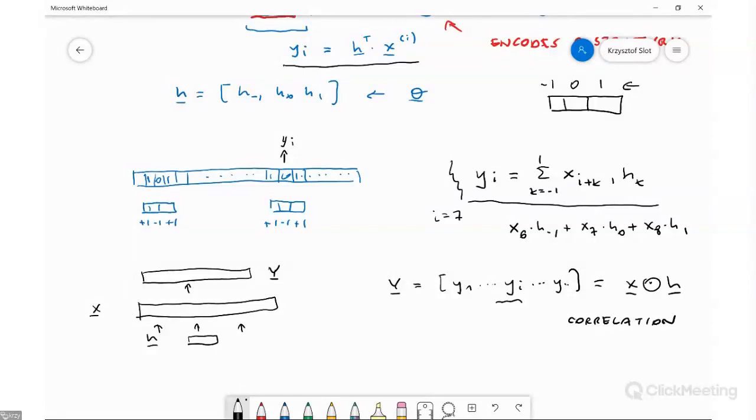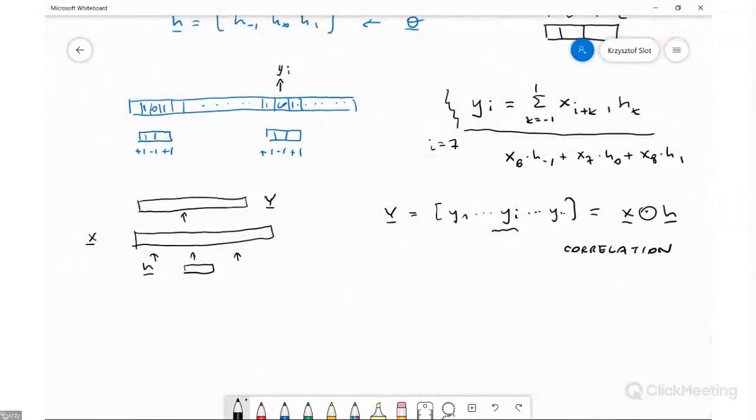Correlation is a kind of global operation. This is a collection of dot products, so the dot product is at the core of correlation. Correlation is an operation where we have two vectors as arguments, and the result is also a vector. So this is an operation that transforms vectors into a vector.